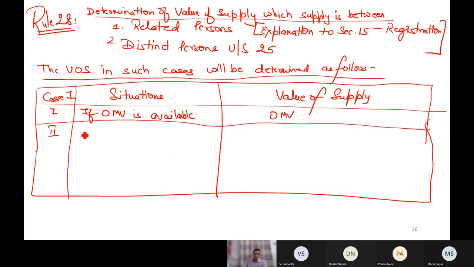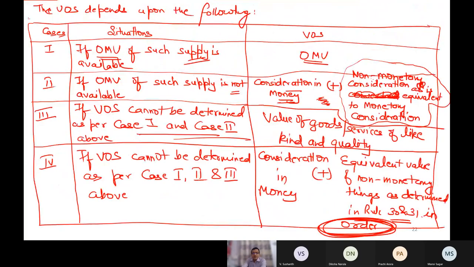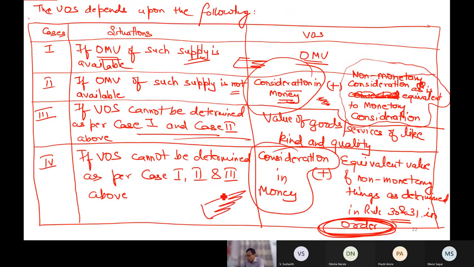Second, if open market value is not available, now since this supply is between related persons, the price actually paid is always irrelevant. That is why my answer will be changed here. In earlier case, in rule 27, wherever I have used this word consideration in money, those things will become irrelevant now, because now the relationship of supplier and recipient is between related persons. So actual consideration is a little bit biased. I cannot trust this actual consideration.